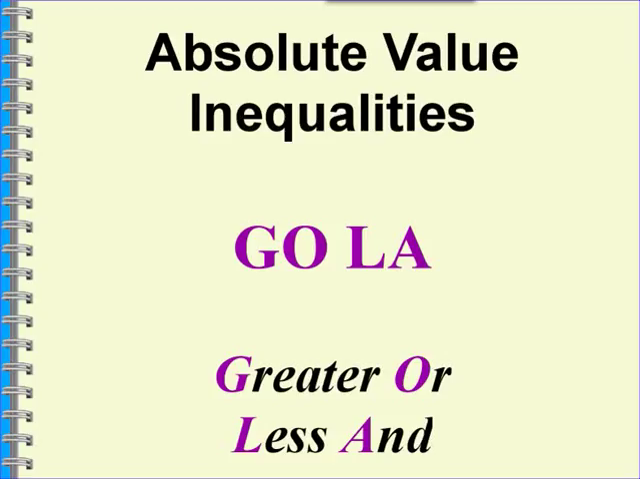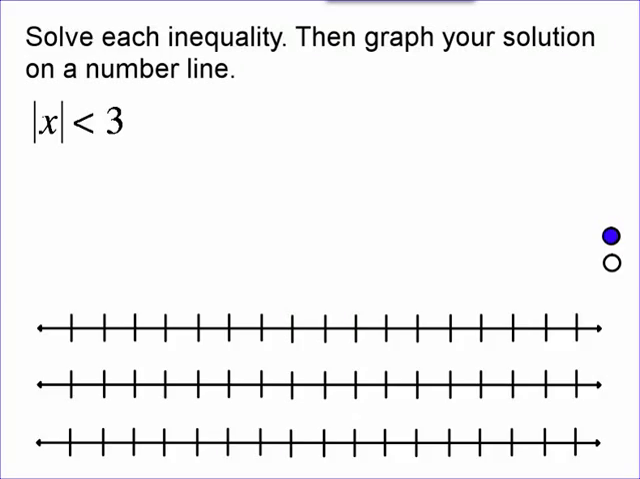So let's go ahead and look at an example. The first one says, solve each inequality, then graph your solution on a number line. So I see an absolute value inequality. First thing that should come to mind is GOLA. Now, the only way we can apply the GOLA is when the absolute value is all by itself. And it's all by itself right now, so I can start.